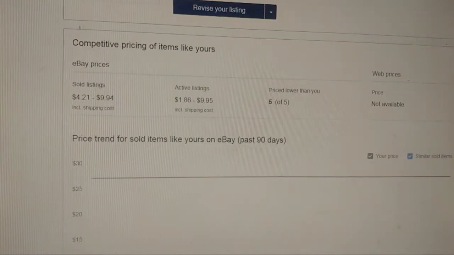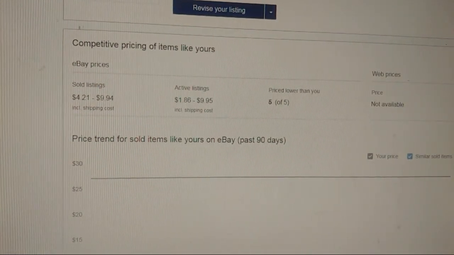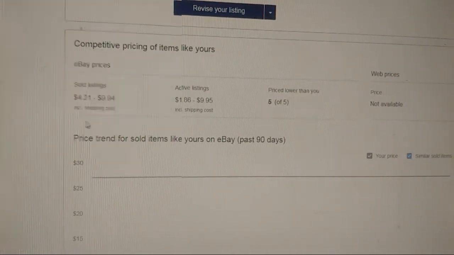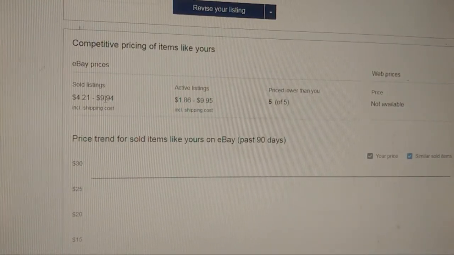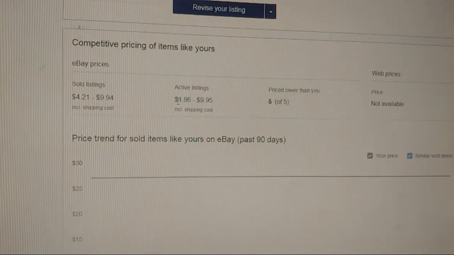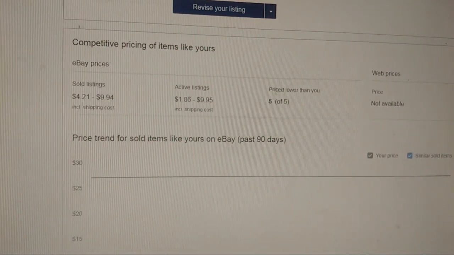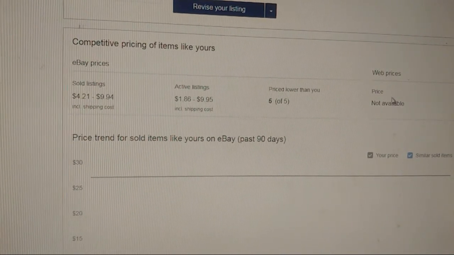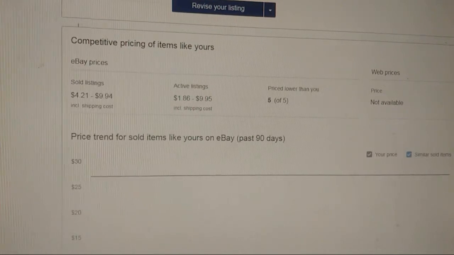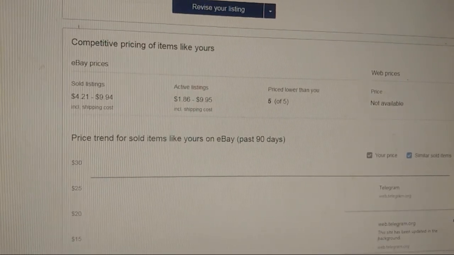It says competitive pricing of items like yours. Of all the sold listings for items like mine, these are the prices they range, including shipping. Same for active listings. And 5 out of 5 is telling me there are 5 listings, and all 5 of them are lower than me. So they're saying, listen, you're the highest one; that's why it's not selling.